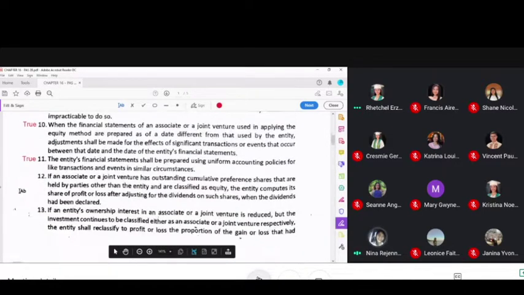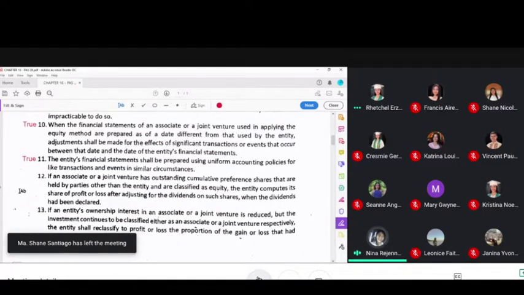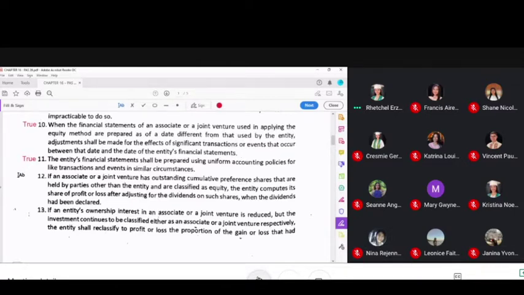If an associate or a joint venture has outstanding cumulative preference shares that are held by parties other than the entity and are classified as equity, the entity computes its share of profit or loss after adjusting for the dividends on such shares when the dividends have been declared. False, sir. What makes it false? When the dividends had been declared, it should be whether or not dividends have been declared. So number 12 is false.